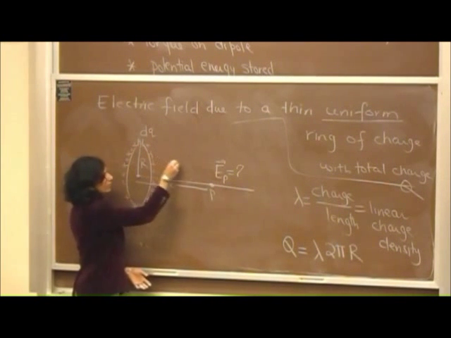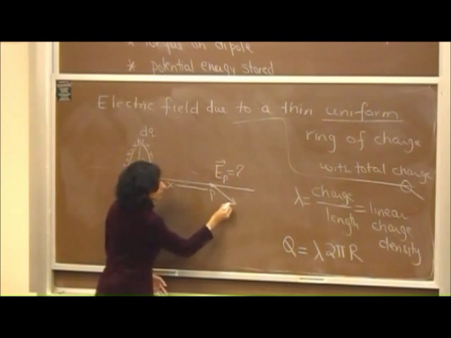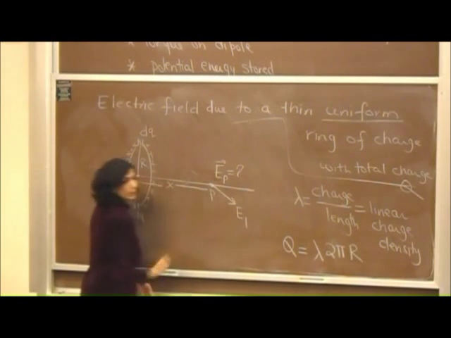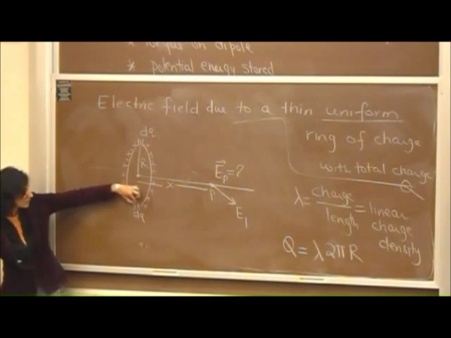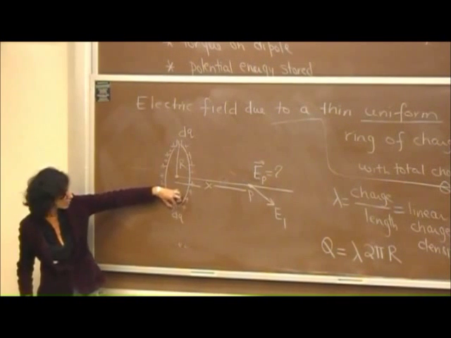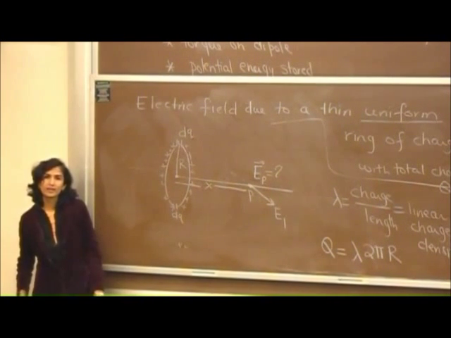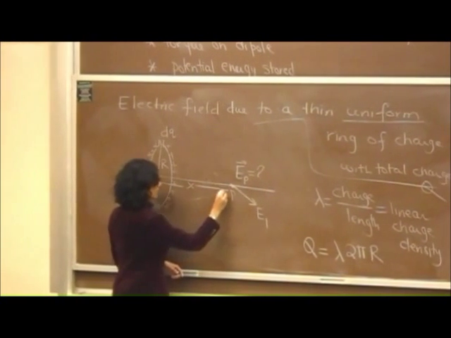Again, radially away from it, right? Because it's a positive charge, so it'll be like this. Let's give it a name, E1. Which way will be the electric field due to this little dq, this small infinitesimal charge dq, for which we could use Coulomb's law because we can think of it as a point charge? Yeah, again, it will be radially away from it at this point.